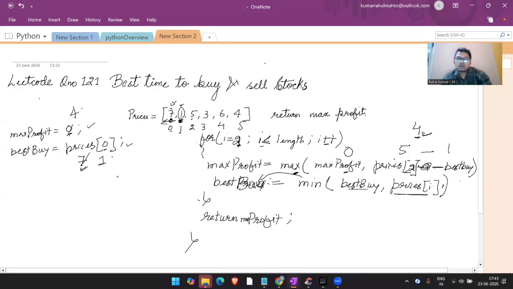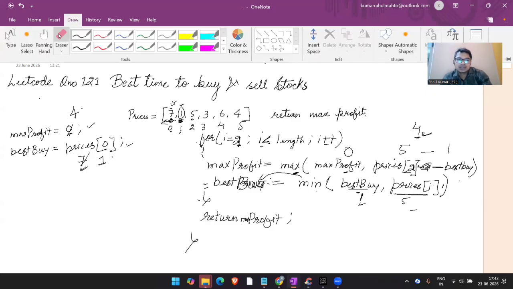Okay. Now I will come to this line. Now I will check the minimum among these two values. What is the best buy? We are having currently 1. And at what position we are standing right now? At this position. Among these two, which is the smallest? Obviously 1. So it was already 1, so no need to update here.